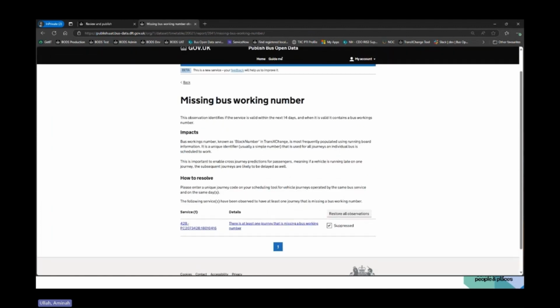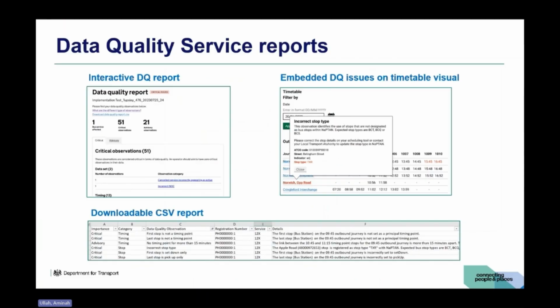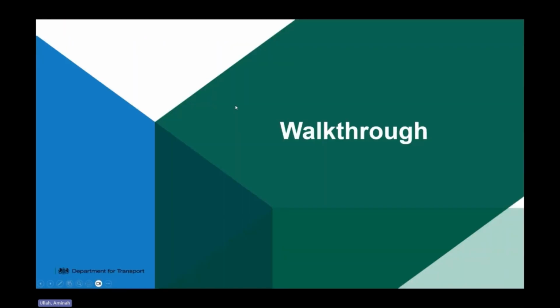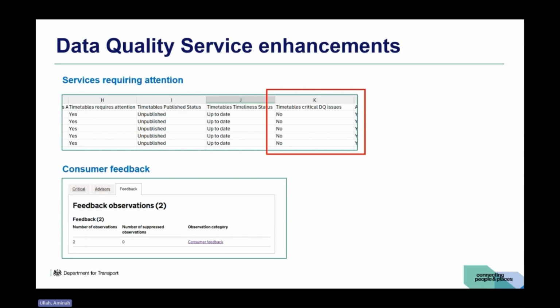And if I bring back the slides, just before we go into the Q&A, we'll just briefly talk through upcoming enhancements to the data quality service and reporting. So first, there will be updates to the services requiring attention logic to take into account services that have critical data quality issues. So those of you who joined previous refresher calls might be familiar with services requiring attention, but for those who are not, this is a metric that checks whether a bus service has been published to BODS and is up to date. And this will soon also check whether the service has no critical data quality issues.